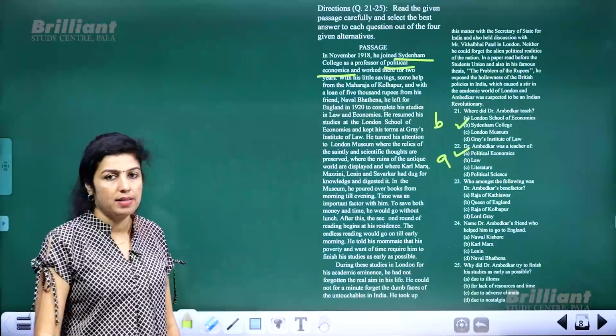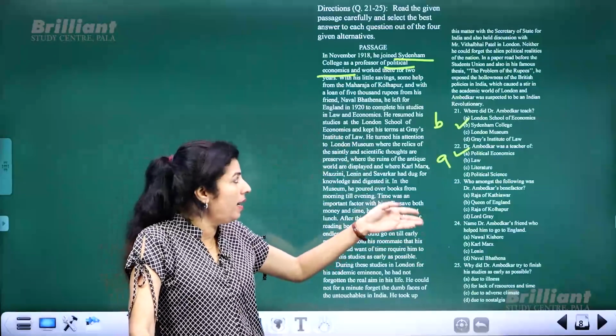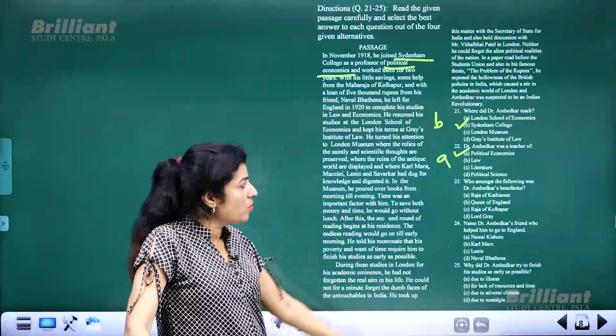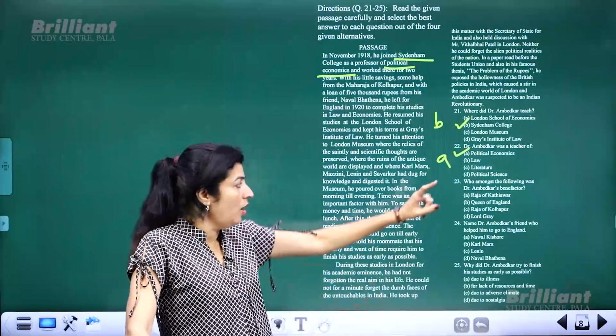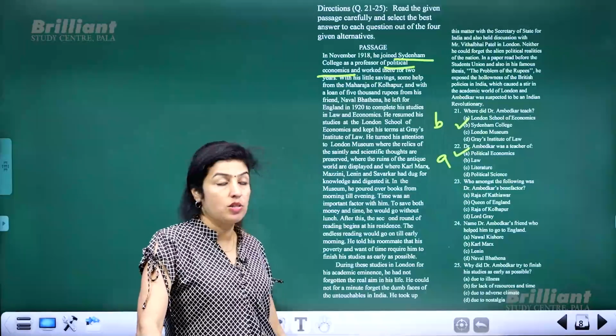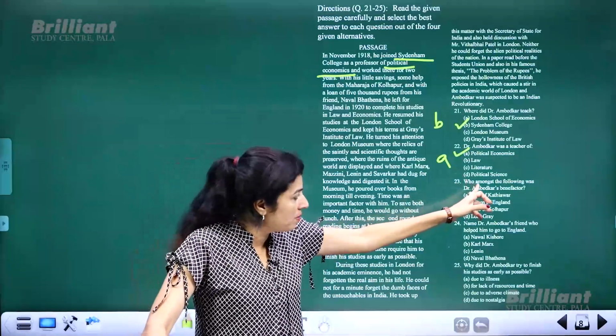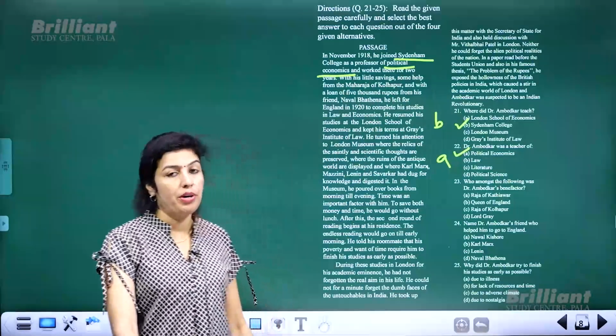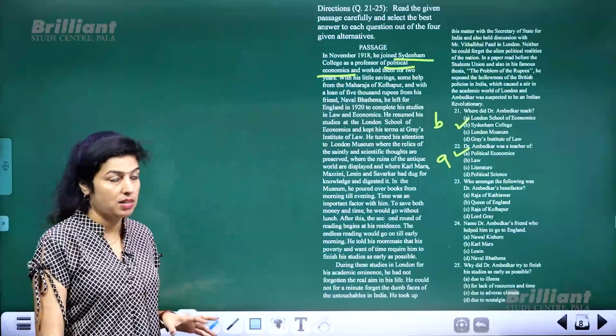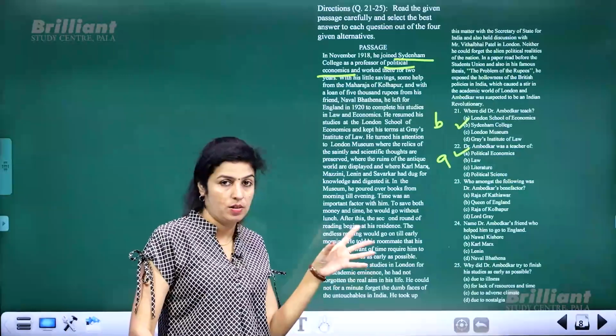See how simple the answer was, so visible, and that too in the very first line, right? So Dr. Ambedkar was a teacher of political economics, not law, literature or political science. So do not confuse with the last option, political science. We are talking about political economics. So proper reading of the passage is a must to get the answer, even if the answer is so simple or the question is so visible.